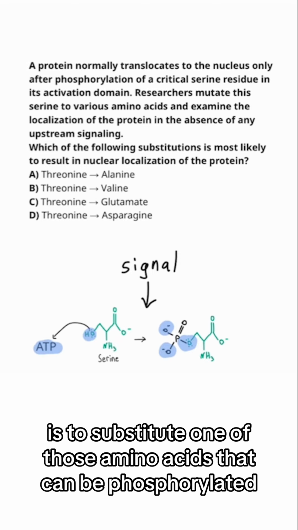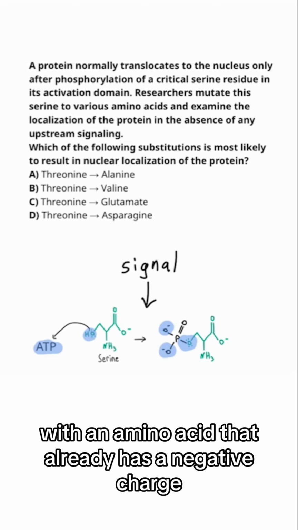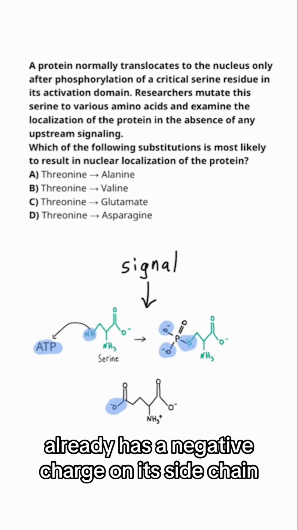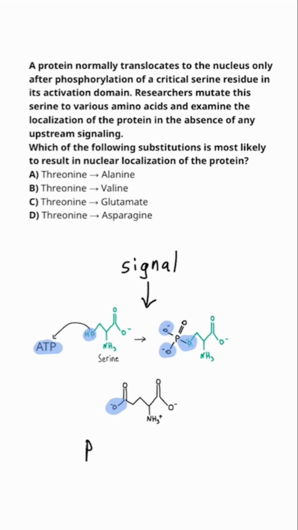of those amino acids that can be phosphorylated with an amino acid that already has a negative charge. Glutamate, for example, already has a negative charge on its side chain, and amino acids that already have a negative charge on their side chain are called phosphomimetic amino acids because they mimic an amino acid that has been phosphorylated.